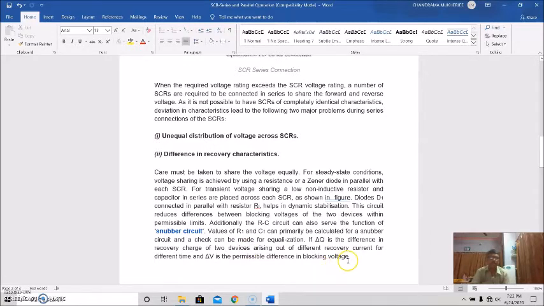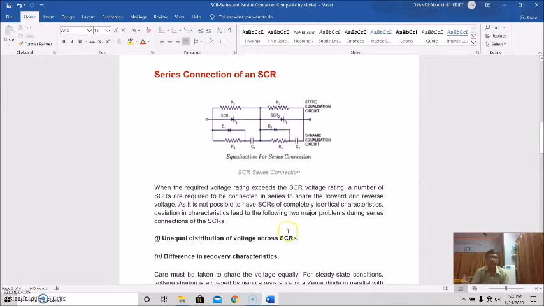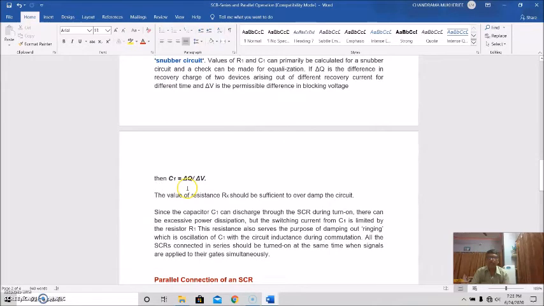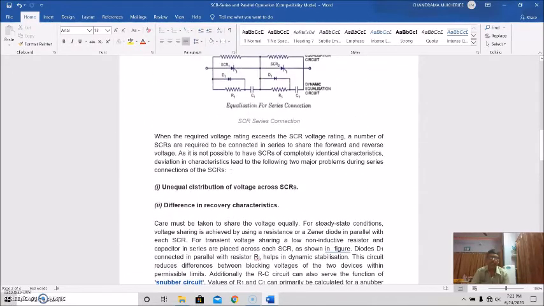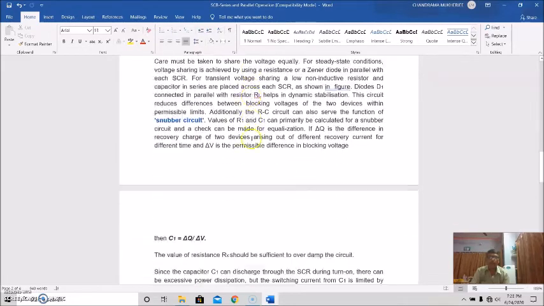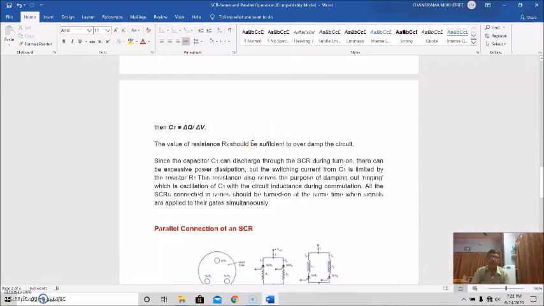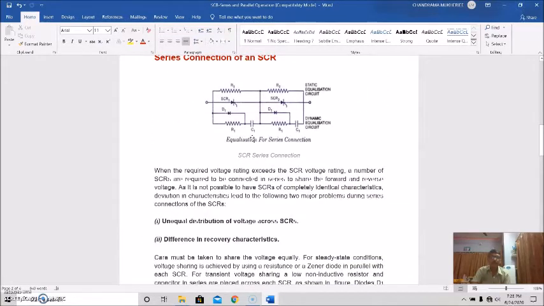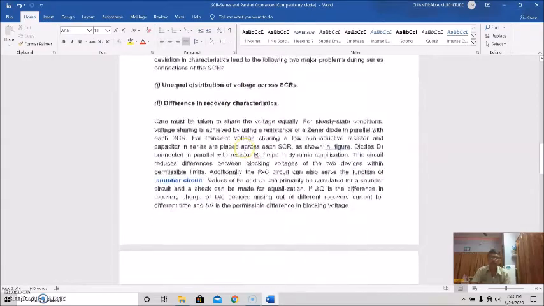different recovery current for different time, and delta V is the permissible difference in blocking voltage for these two SCRs, then C1 is equal to delta Q by delta V. This will give you the value of how you will select C1 here. The value of resistance should be sufficient to overcome the circuit.